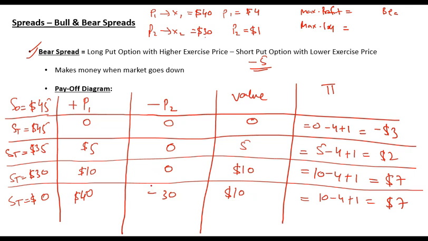Any problem? Questions? What is the maximum profit which you can have? $7. Maximum loss? $3. Break even? 40 minus 3, which is $37. Any problem? Questions?